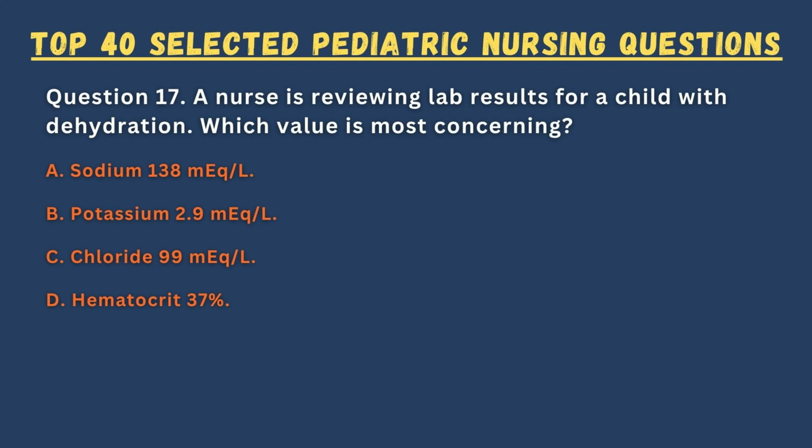Question 17. A nurse is reviewing lab results for a child with dehydration. Which value is most concerning? A. Sodium 138 mEq/L. B. Potassium 2.9 mEq/L. C. Chloride 99 mEq/L. D. Hematocrit 37%.